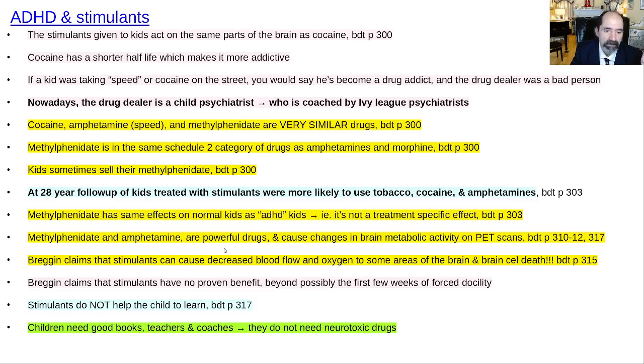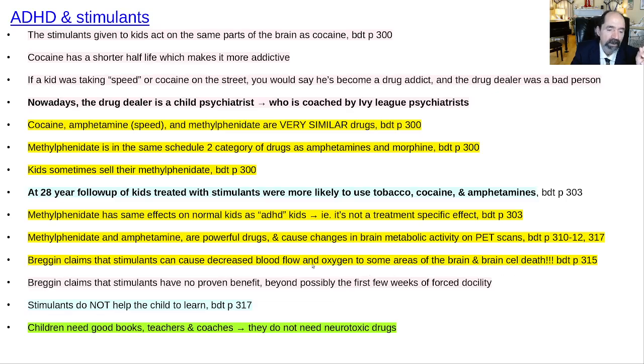Methylphenidate and amphetamine are powerful drugs. They cause changes in the brain's metabolic activity as demonstrated on PET scans. Numerous references to that effect. Bregan claims that they cause decreased blood flow and oxygen to some areas of the brain and increase the risk of neurons dying, brain cell death. You really want to give your kid a drug that kills their brain cells, some of them?